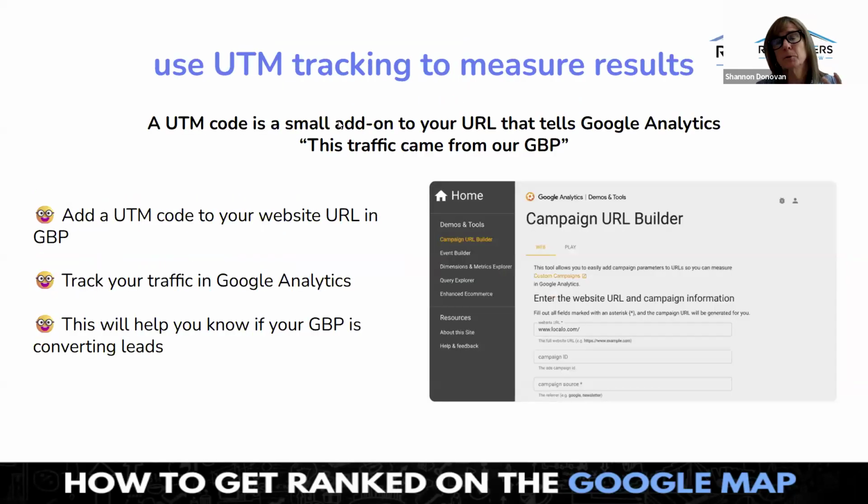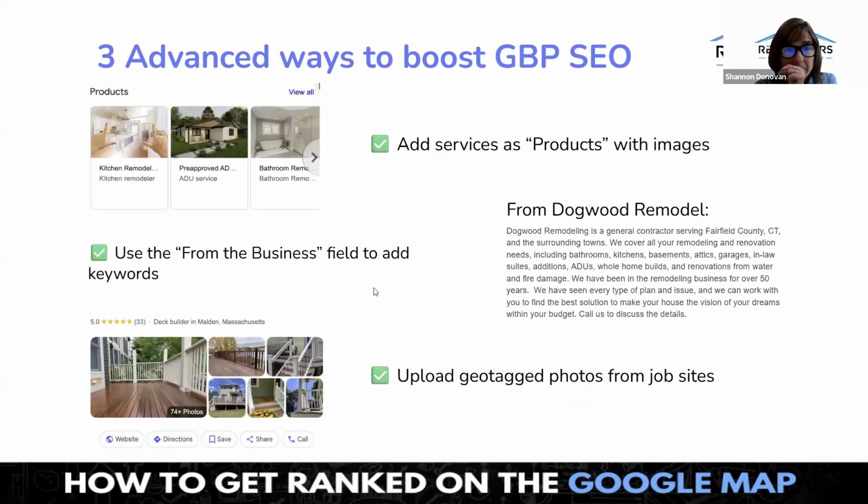This isn't so much for ranking, but for measuring, right? You can't get better unless you measure, right? So this UTM code that you put in, we can help you if you need help with it. You just put it on, and then it'll measure the traffic in your Google Analytics and tell you what's coming from your Google Business Profile and what's converting. So you really can say, oh yeah, this thing does work, right? So that's helpful. Three advanced ways to boost your rankings or your SEO on your Google Business Profile.